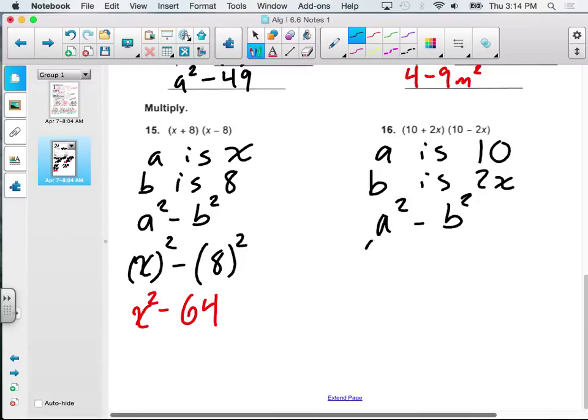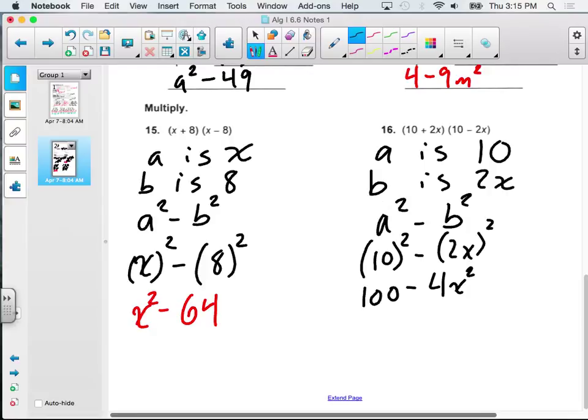So when we square our a term, a is 10, minus our b term, which is 2x squared. 10 times 10 is 100. 2x times 2x is 4x squared. Why am I so enthused? Because this is the easiest way we can multiply binomials. Why didn't you teach us this way first? These are just shortcuts for when we're multiplying binomials together.